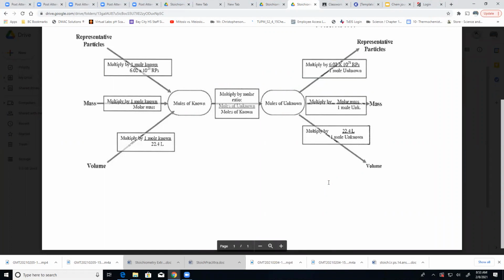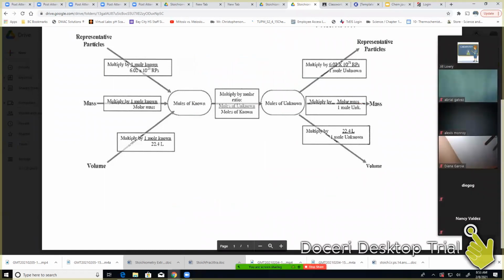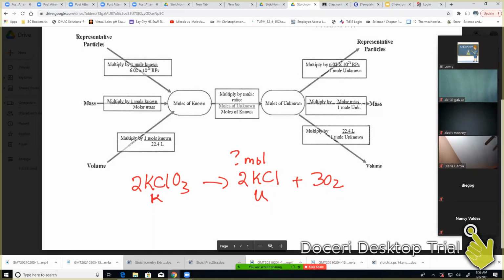Because from 6 to 10, then they're switched. My given is in grams, and I want to get to moles. So if I look at number 6, I'm just going to go ahead and write it out here. Yields 2 KCl plus 3O2. And it says how many moles of potassium chloride, so that's my unknown, are produced if 25 grams of potassium chlorate decompose. So this is my known, and I have 25 grams.